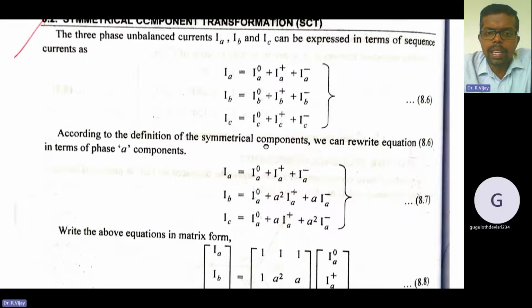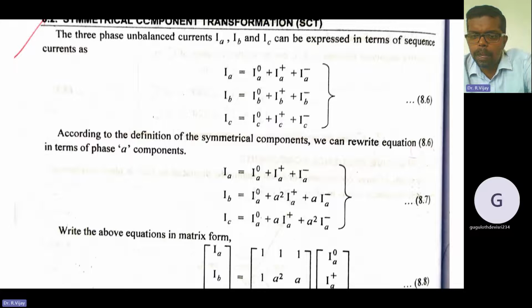According to the definition of symmetrical components, we are converting all our phase quantities like A, B, C in terms of the phase A component. That is the symmetrical components theory. That is the sequence operator, the A operator. What is the significance of the A operator? How do we change all the phase components with the A operator? We have already seen this in our previous class.